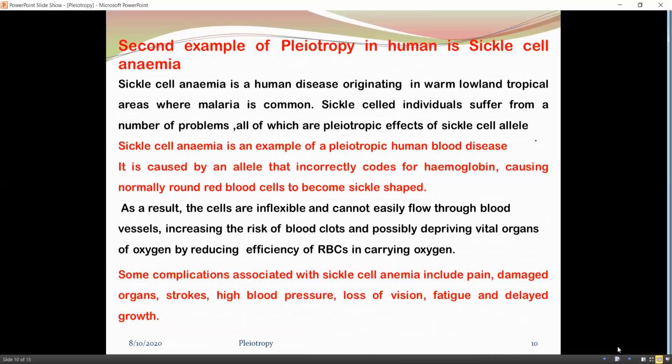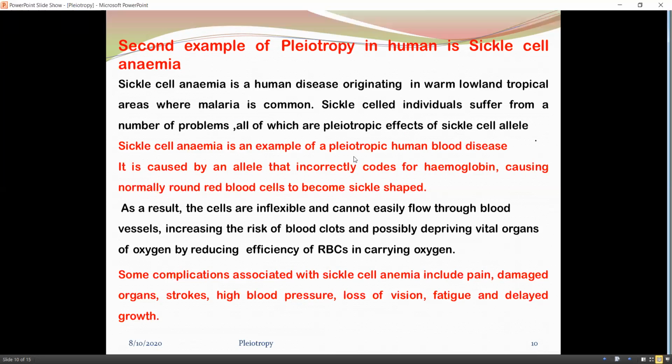Second example of pleiotropy in human is sickle cell anemia. Sickle cell anemia is a human disease originating in warm lowland tropical areas where malaria is common. Sickle celled individuals suffer from a number of problems, all of which are pleiotropic effects of the sickle cell allele. The sickle cell allele has an incorrection in the sequence of amino acids. In place of glutamic acid, valine is introduced.